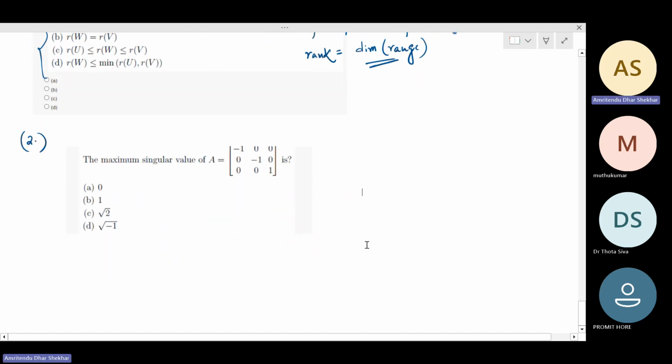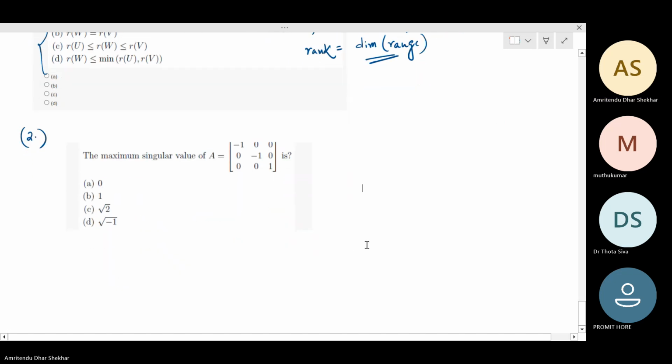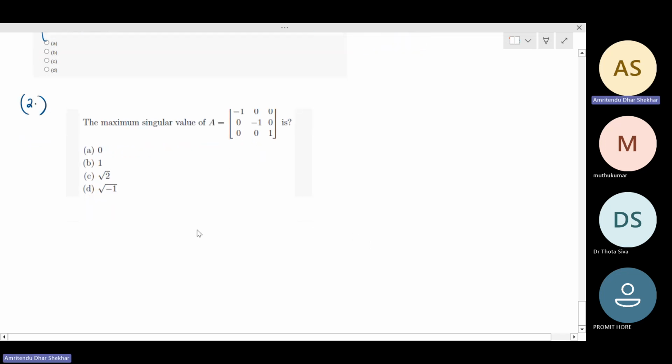The maximum singular value of A is... okay, there's nothing to prove over here. Going on straight to problem 3.